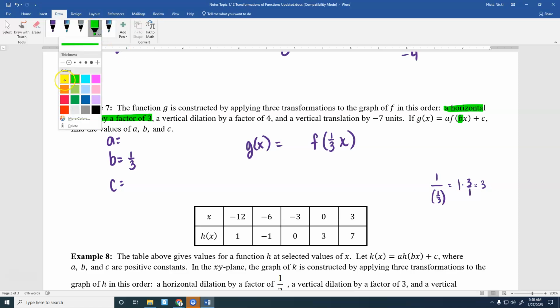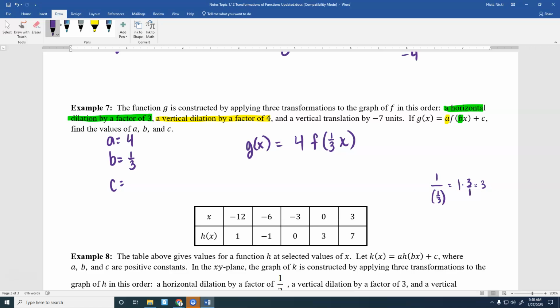The next piece of information that we have is a vertical dilation by a factor of 4. Vertical dilations are affected by the a term right there. And everything vertical behaves as it should, so you just put a 4 right here, so a would be 4.